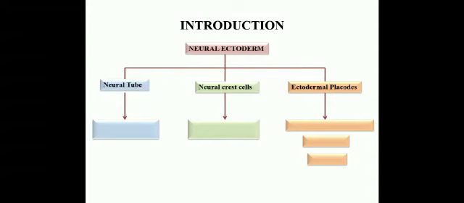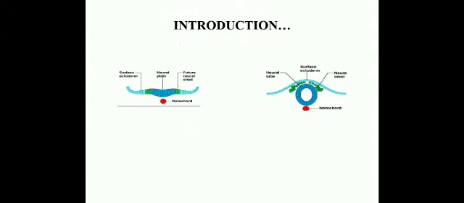The neural tube gives rise to the entire central nervous system. The neural crest cells form the entire peripheral nervous system, and the ectodermal placodes contribute to the cranial sensory ganglia, hypophysis and the inner ear.